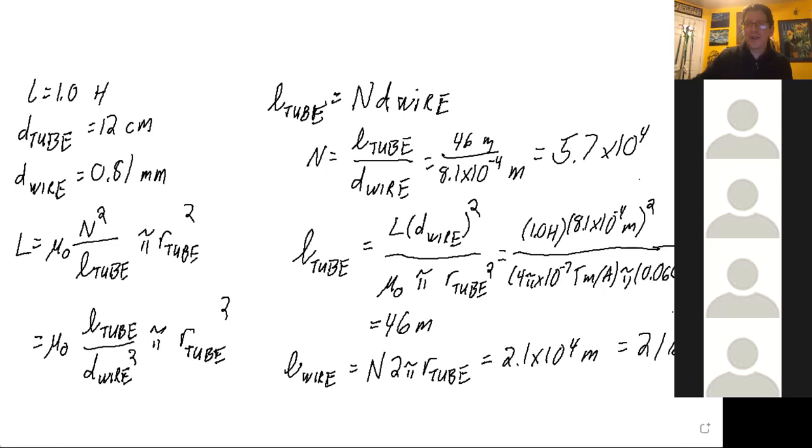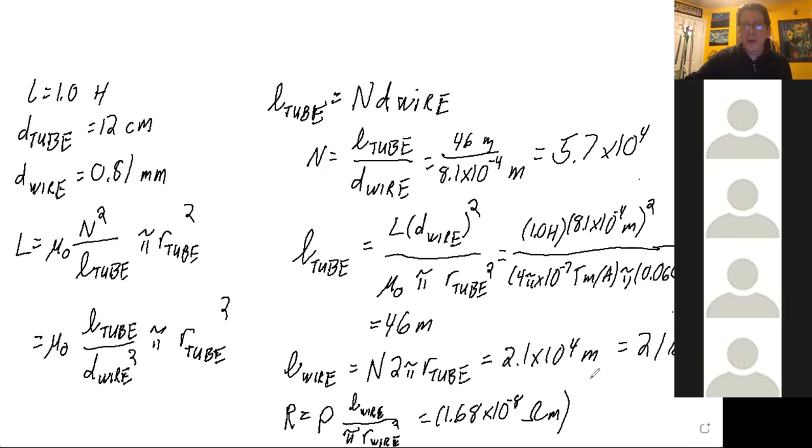And then you're asked for the total resistance of the wire. And so that's the resistivity of copper times the length of the wire, which we now know, divided by the cross-sectional area. So that's pi times the radius of the wire now, because you want the area of the wire. And so rho here is, going back a couple of chapters, 1.68 times 10 to the negative 8 ohm meters.